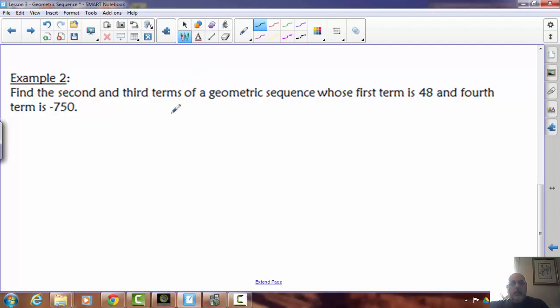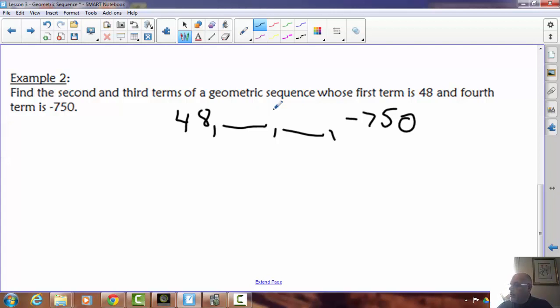So we're looking at a sequence where we have a 48, a blank, and then a negative 750. We're looking to fill in those two terms. So what we really need to do is try and find the third term. Excuse me, what we really need to do is find the ratio, so we can use our formula for finding the nth term.